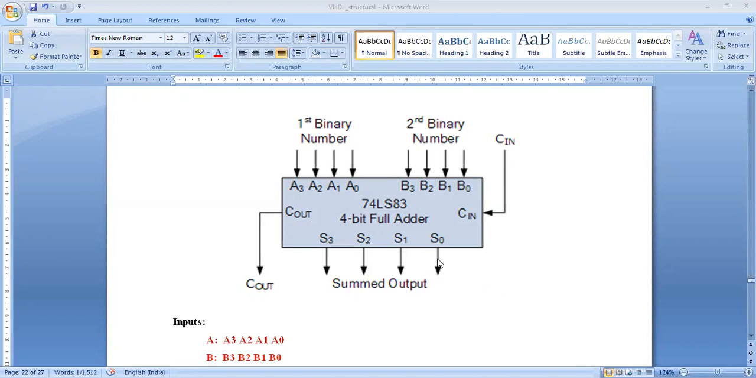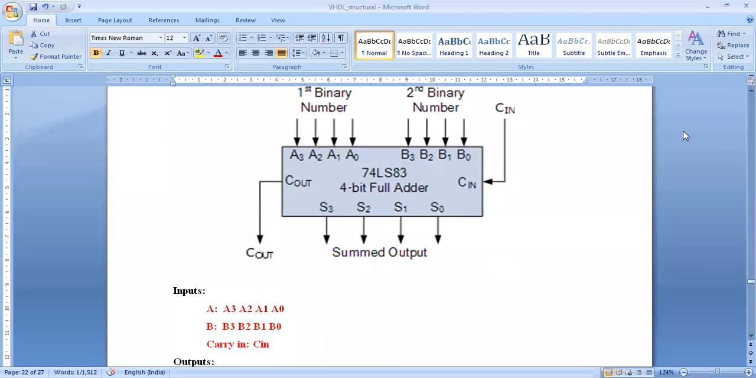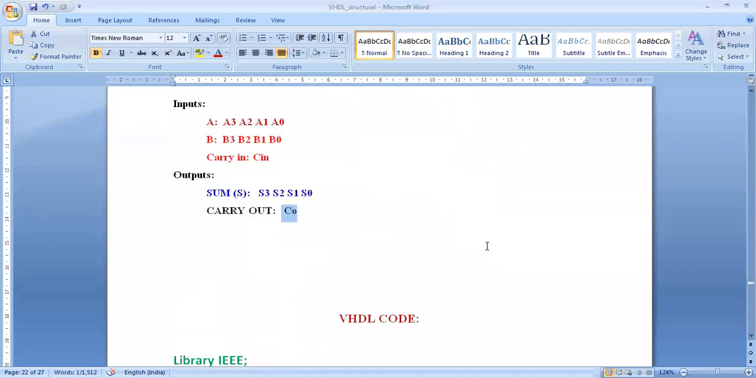Have you all noted down this entity? So I expect more response from you. So copy this diagram, the entity. Based on this, now what will you do? Write the program. So let us go to the VHDL part.